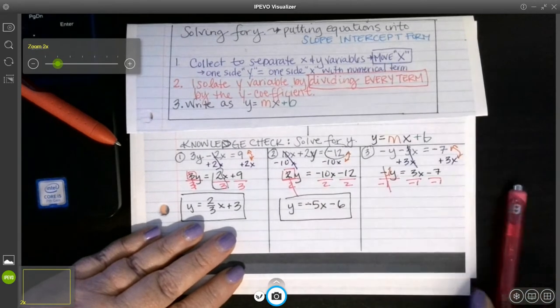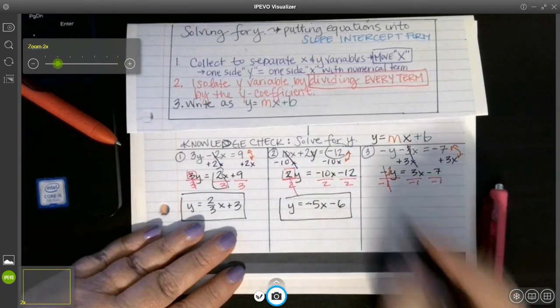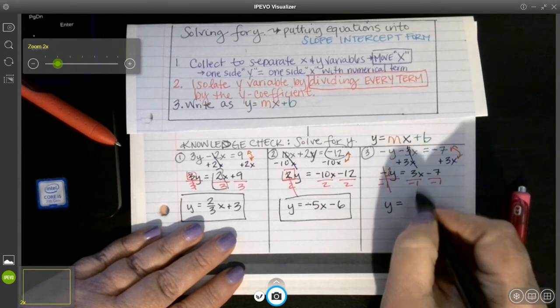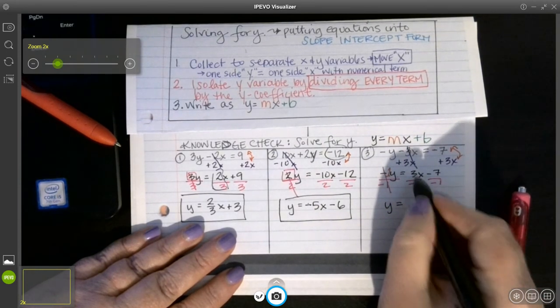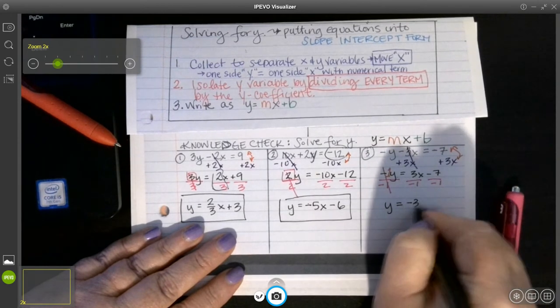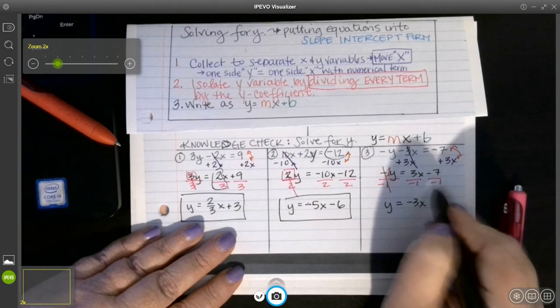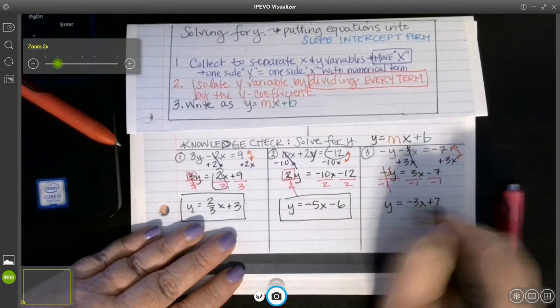That cancels, and I am left with y equals negative 3x, because positive 3 divided by negative 1 is negative 3. And then negative 7 divided by negative 1 is positive 7.